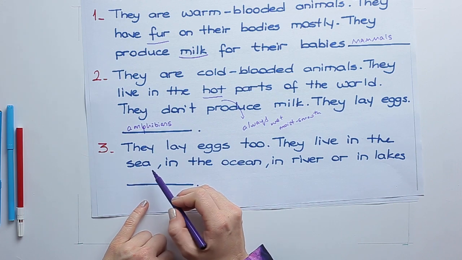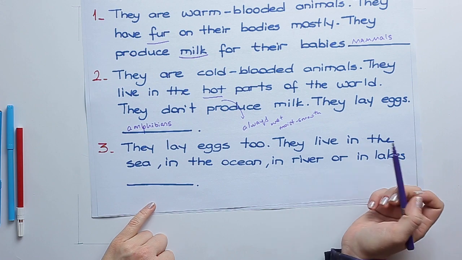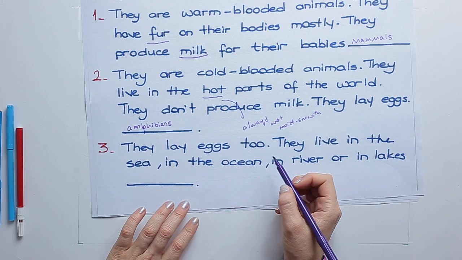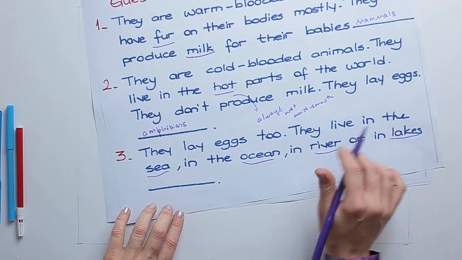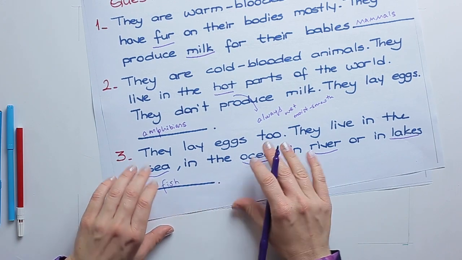Third question. They lay eggs too. They live in sea, in ocean, in river or lakes. If the question is talking about many kinds of water parts in the world, you can confidently say that it's a fish.